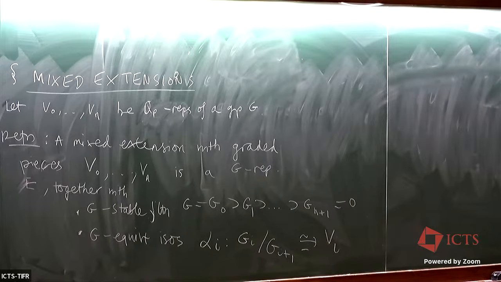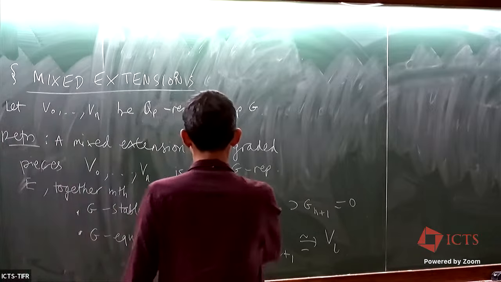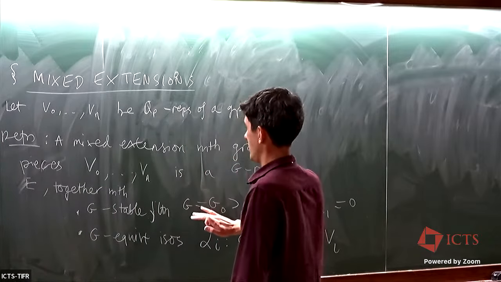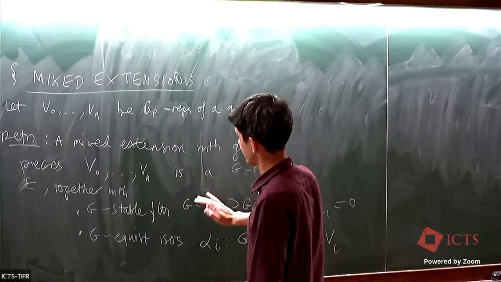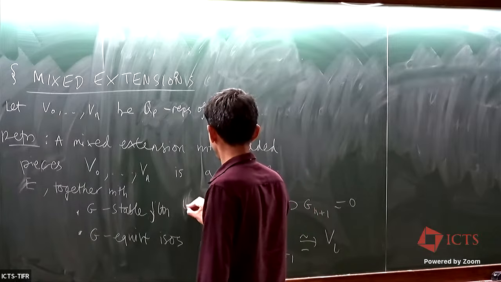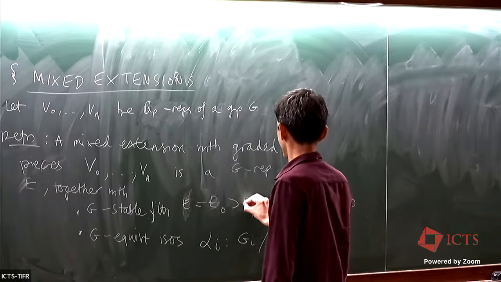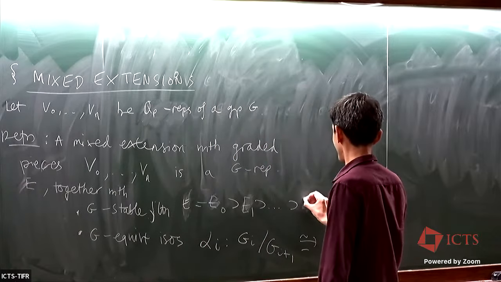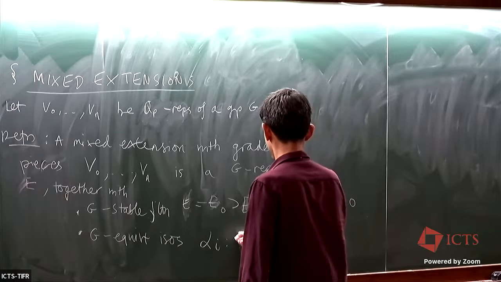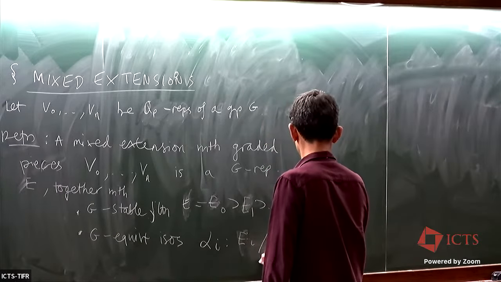Sorry? Oh, sorry, what note did I change? Ah, yeah, sorry, I wrote G_i. Yes, you're right, absolutely. E_i. So yes, I should have called it E_i, from the graded pieces. Thanks.